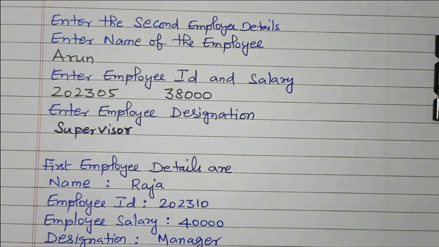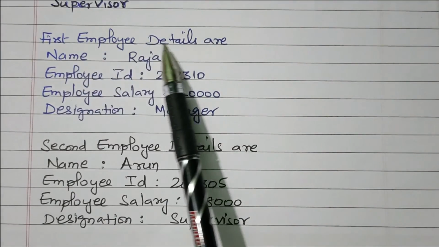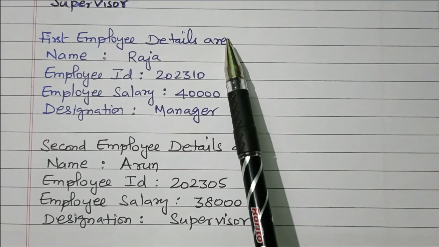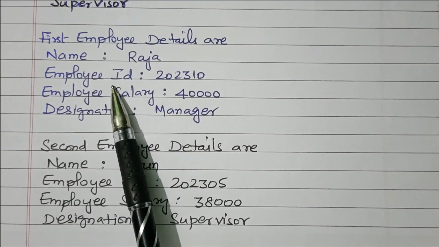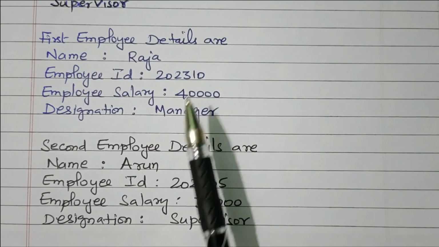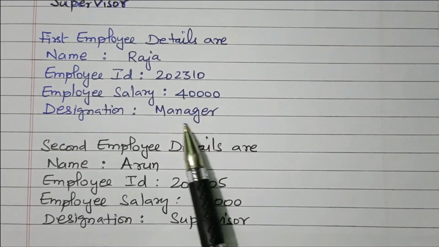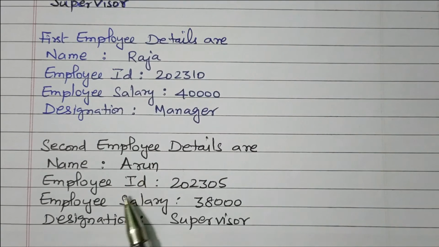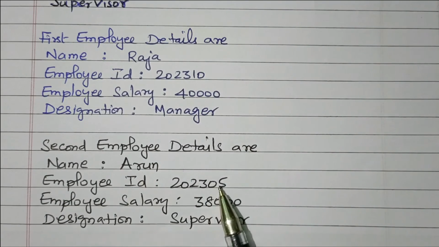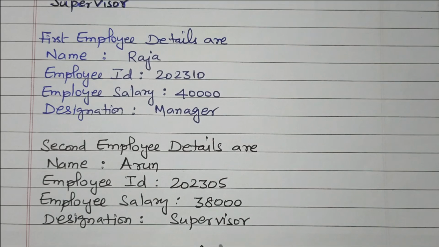Now we'll see the output, how we printed the output. See, first employee details are, it will go to the next line because here we used slash n. Name colon Raja. Employee ID colon 202310. Employee salary 40,000. Designation manager. Second employee details are, go to next line. Name Arun. Employee ID 202305. Employee salary 38,000. Designation supervisor. So we got the output also.